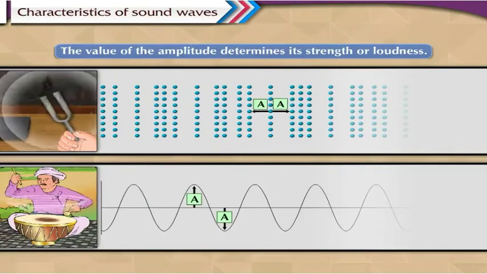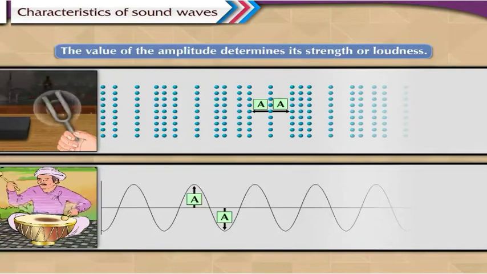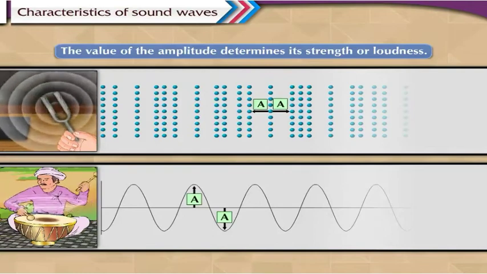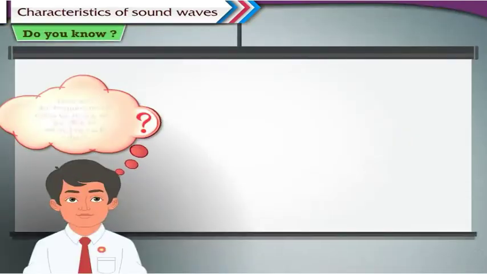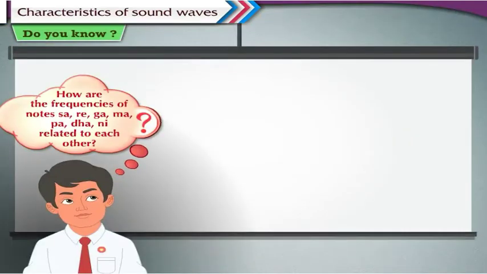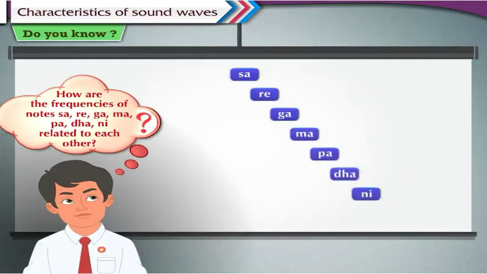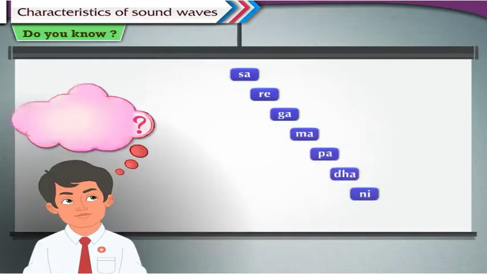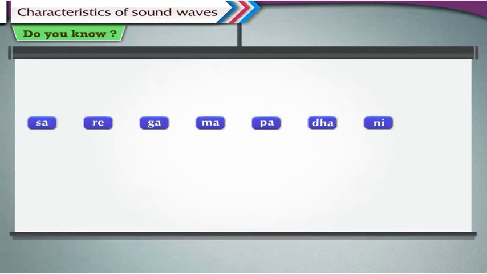After studying about the different characteristics of sound, it's time to answer some questions. Do you know how the frequencies of the notes sa, re, ga, ma, pa, dha, ni are related to each other? The frequency of standard tuning of sa is 440 Hz. The frequency of re is about 494 Hz. The frequency of ga is about 554 Hz.